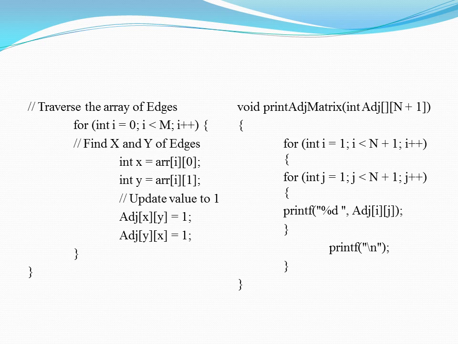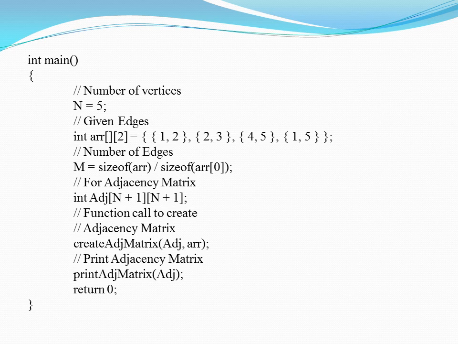For i equal to 0 to m, int x equal to array of i0, y equal to array of i1. We are checking that there is a path. If there is a path, in that position we are setting it as 1. Then print adjacency matrix: using these two for loops we are displaying the adjacency array.